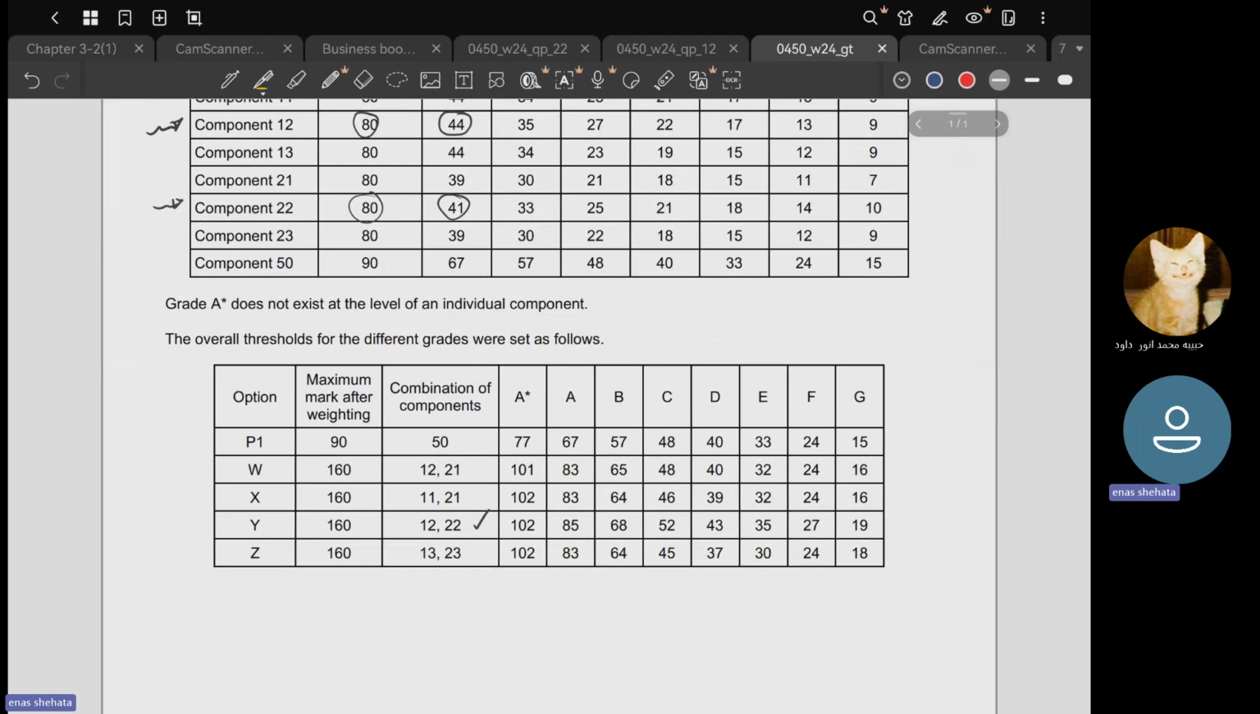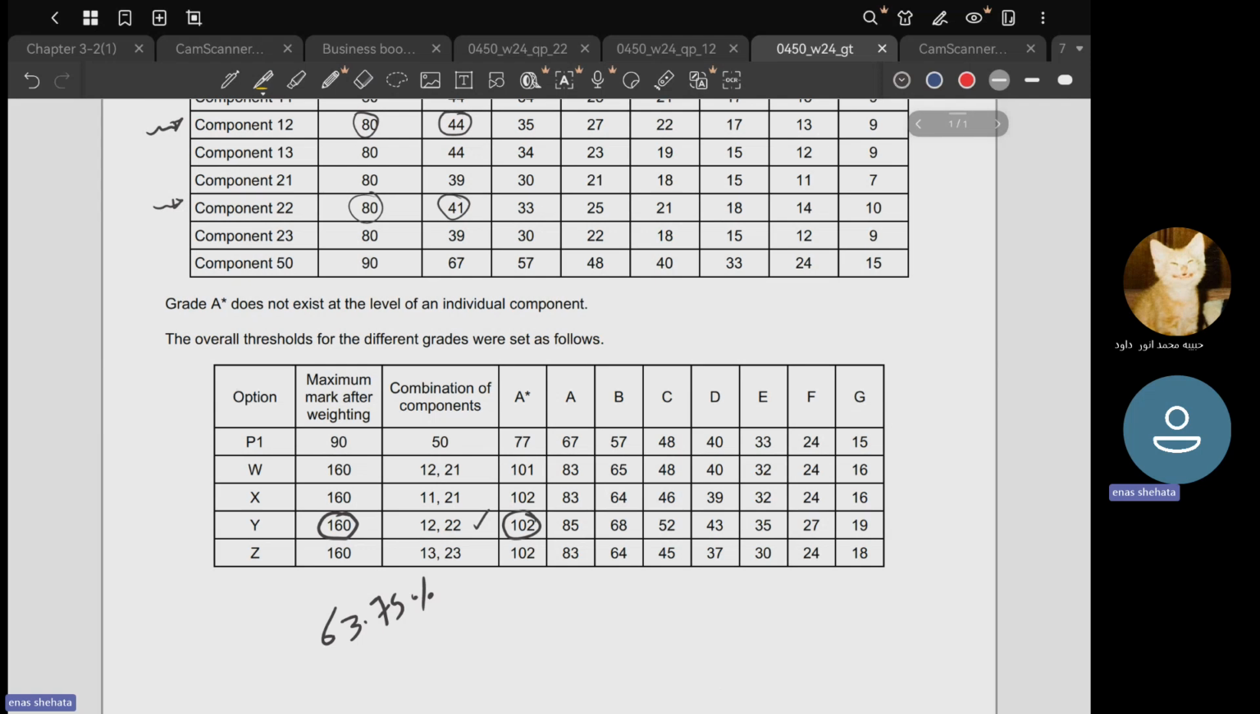So if you got 102 out of 160, you will get the star. You know 102 is which percent? Let's calculate it together. 102 over 160 is 63.75%. Can you imagine? If you got 63.75%, it means that you got the star. So the star is out of 63, let's say 64%.